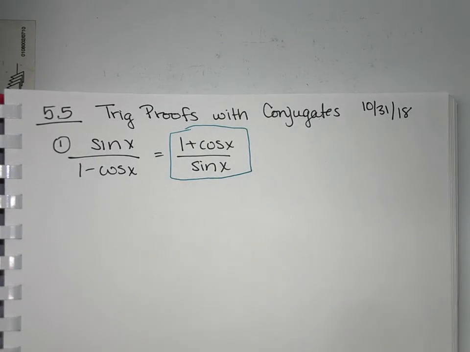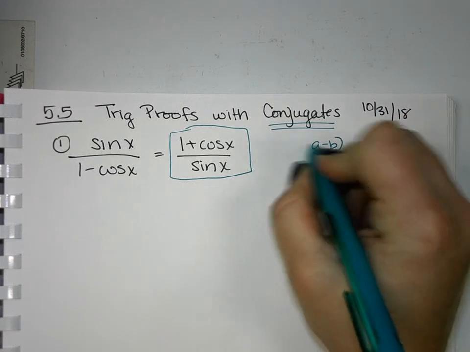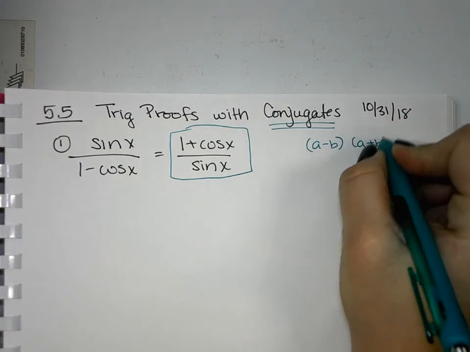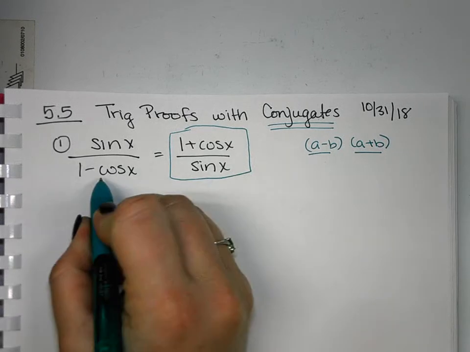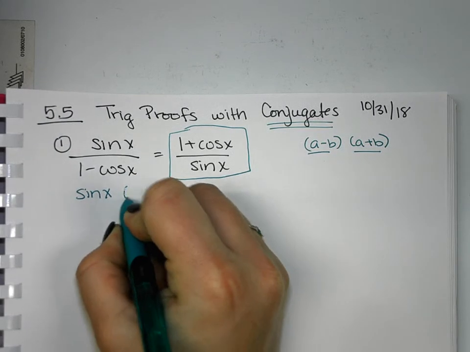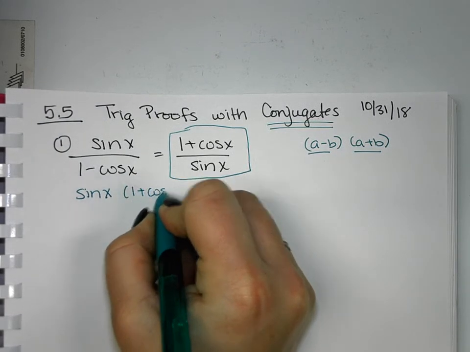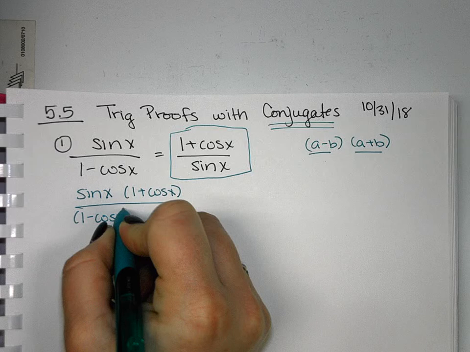So when I look at what I have, like I was saying, we don't have anything squared, but that's kind of where I want to go. So this is where I'm going to use a conjugate. So remember, conjugates are like a minus b and a plus b. These are conjugates, same numbers and expressions, but with different signs in the middle. So I'm going to take my denominator, figure out its conjugate, which is 1 plus cosine x, and I'm going to multiply that conjugate on both the top and the bottom.